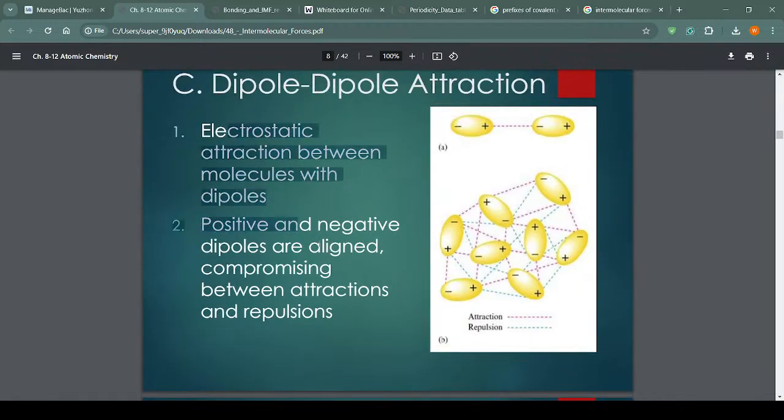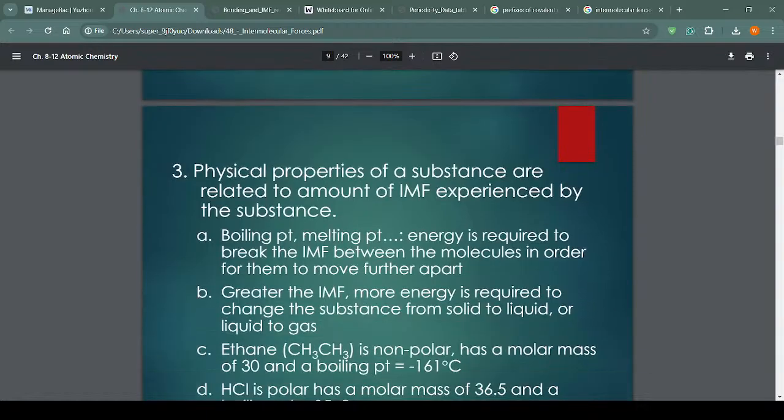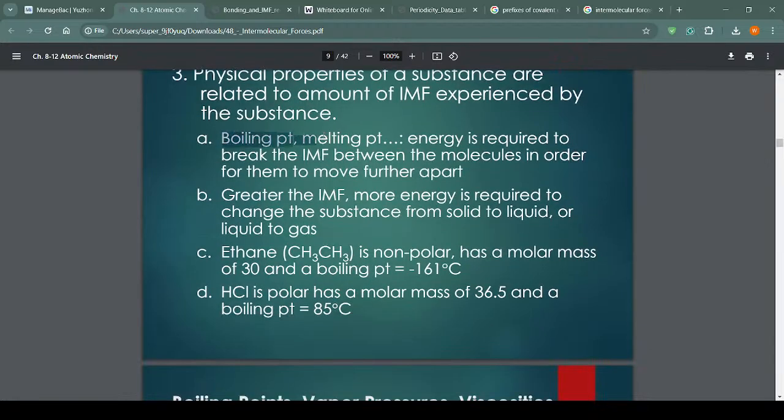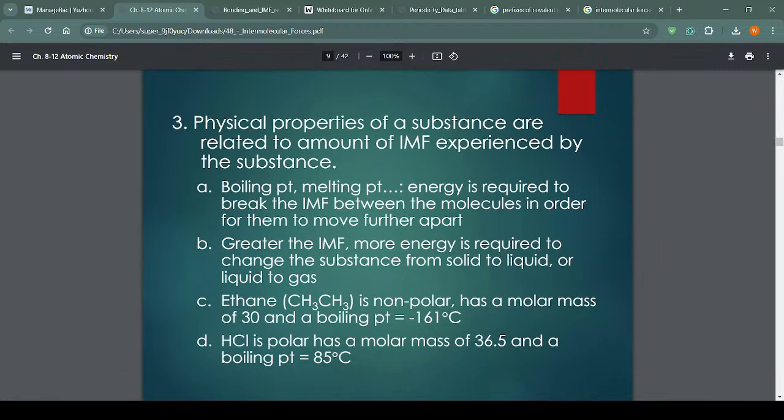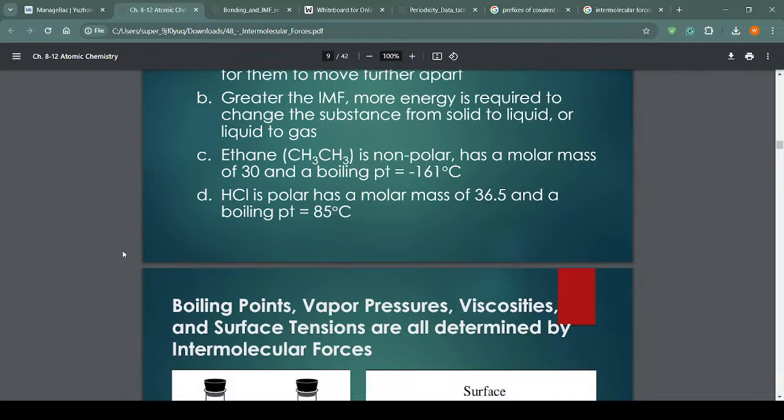Dipole, this one's pretty straightforward. Higher boiling point, higher melting point, more energy is required. The greater the intermolecular forces, the more energy is required to change the substance, right? Ethane is nonpolar and has a boiling point of negative 161 degrees. HCl is polar and has a molar mass of 36.5 and a boiling point of negative 85.